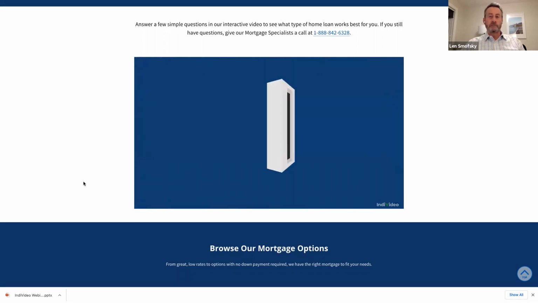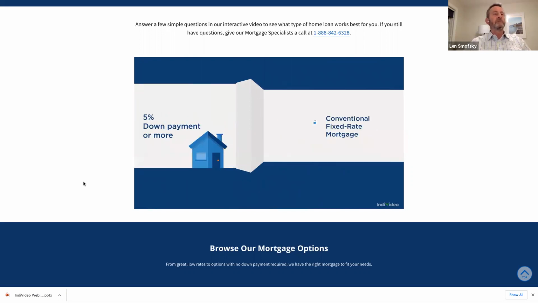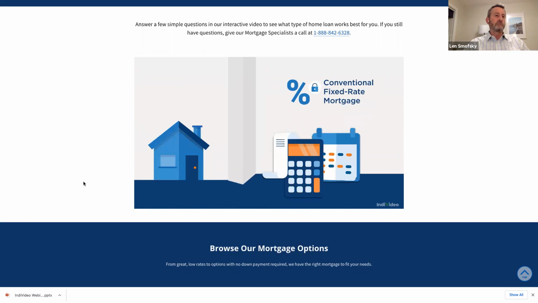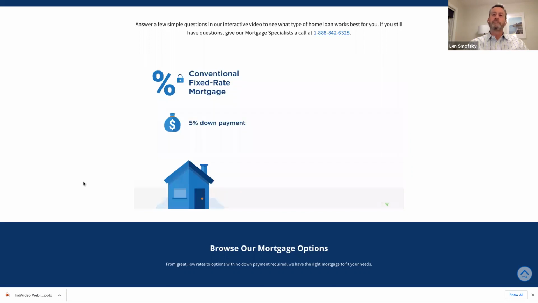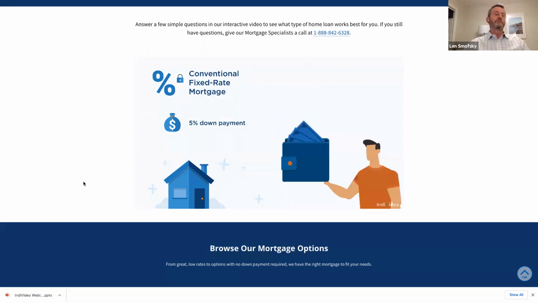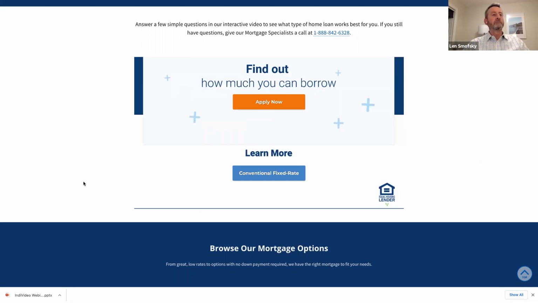Because you said your down payment would be 5% or more, consider our conventional fixed-rate mortgage. This home loan has one of our lowest interest rates, and the predictability of consistent principal and interest payments makes it easier to budget. This mortgage requires only 5% down with no private mortgage insurance payments, so you save money each month. Find out how much you can borrow. Click Apply Now to submit an application and get pre-approved. Thank you for choosing Navy Federal.